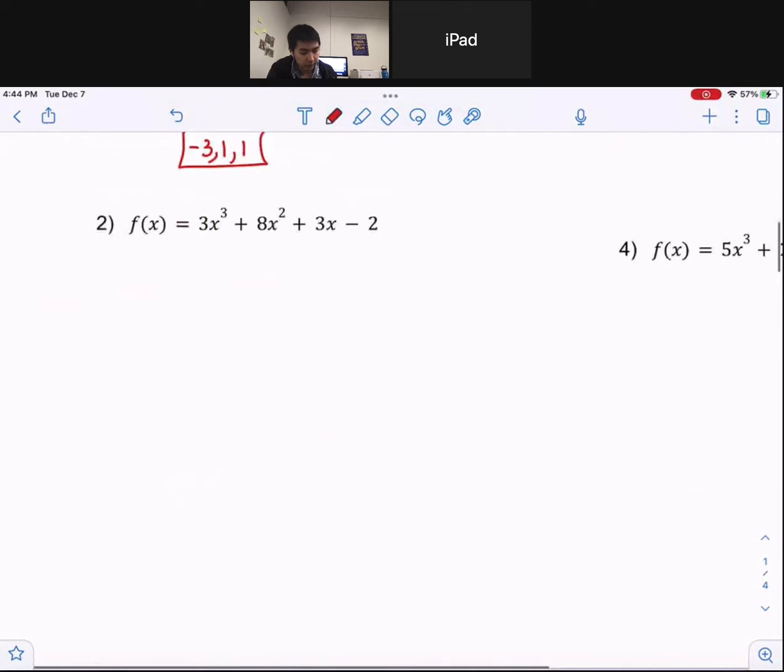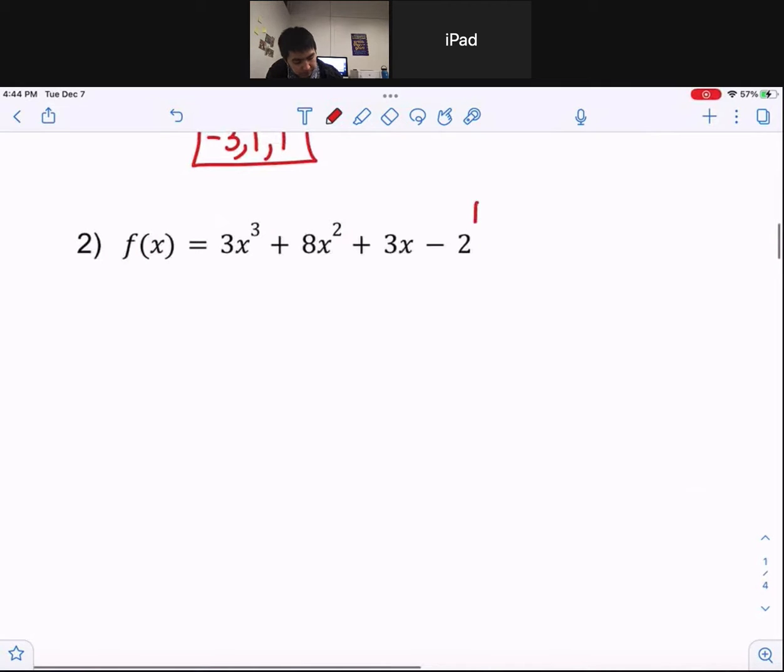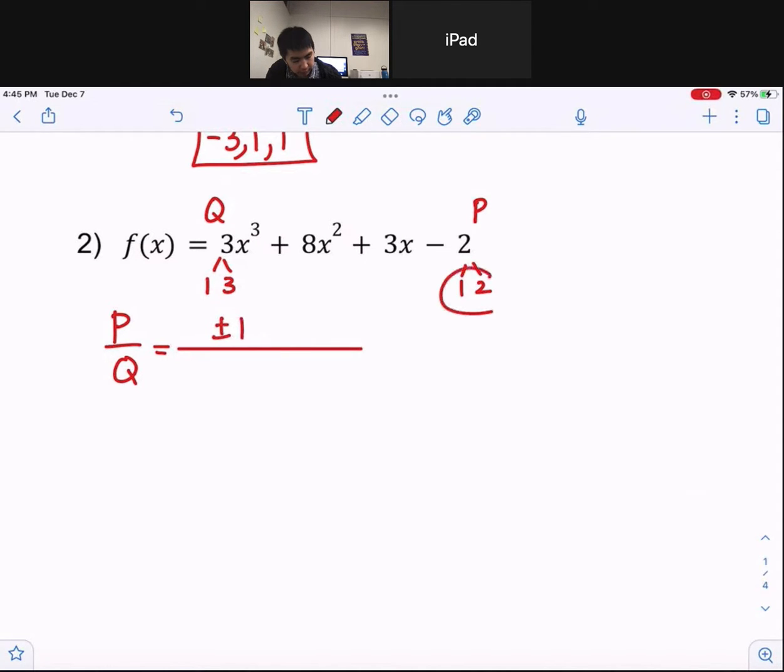Okay, let's do number 2. For number 2, find your P and Q. Factors of this are going to be 1 and 2. Factors of this are 1 and 3. So your P over Q is going to be plus and minus 1, plus and minus 2 for the factors of P, and plus and minus 1 and plus and minus 3 for your Q.